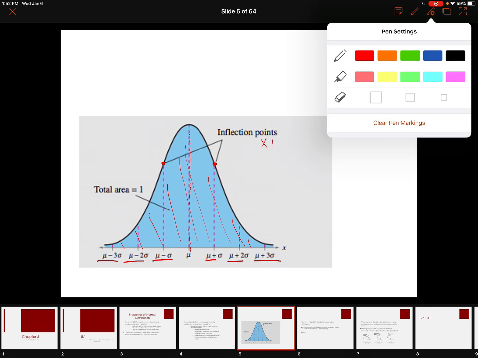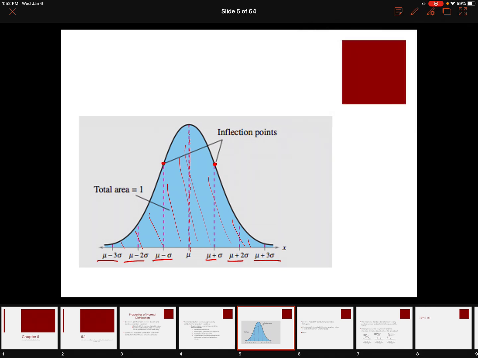Oops, not our x. So our mean plus 1 standard deviation and our mean minus 1 standard deviation is going to give us what we call inflection points. So make sure that you have this graph copied down on your notes. I know I'm going kind of quickly. Feel free to pause if you need to copy anything.